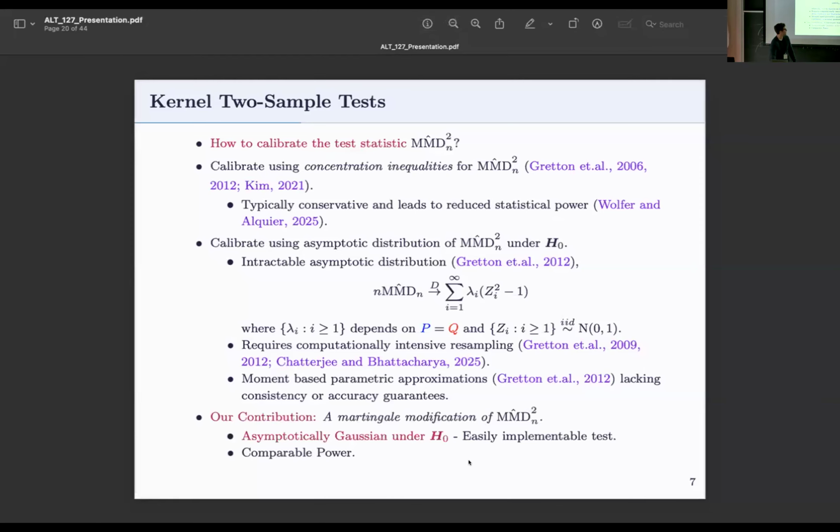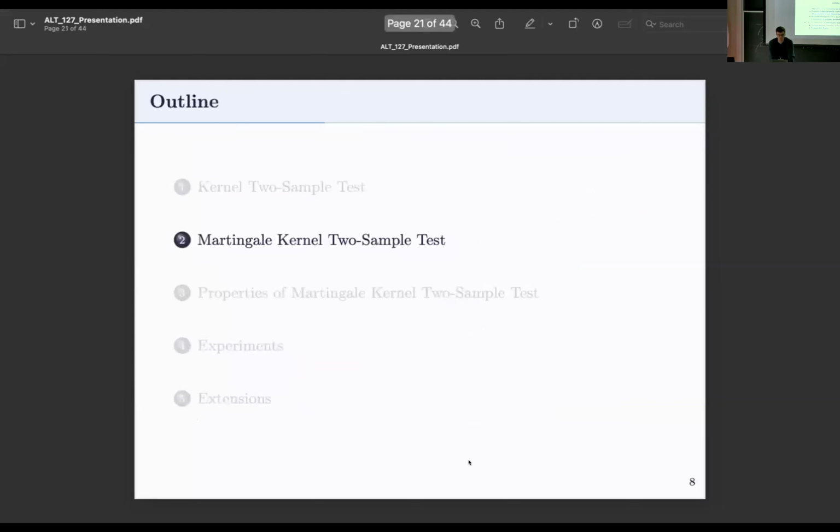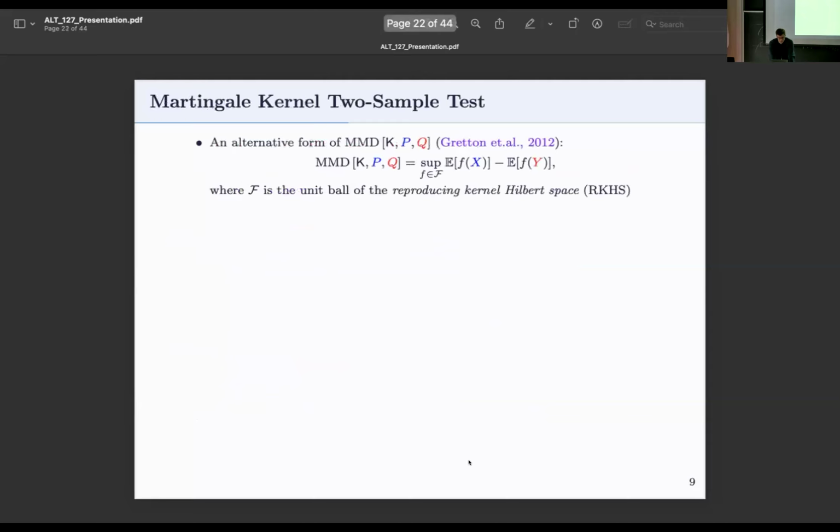All right, so what the authors of these papers propose is a Martingale modification of the MMD test statistic. In particular, it's going to be asymptotically Gaussian, as opposed to an asymptotically weighted sum of chi-squared distributions. It's going to be easily implementable, and we're going to lose a bit of power, but not too much. So we have comparable power with respect to the original MMD. All right, so what do we actually do?